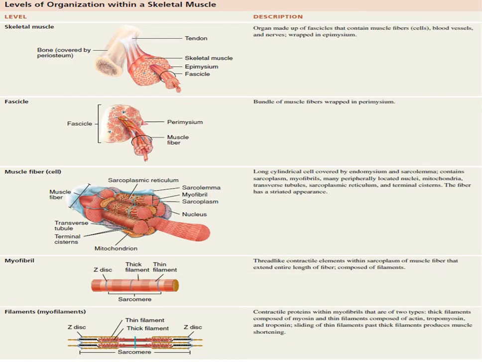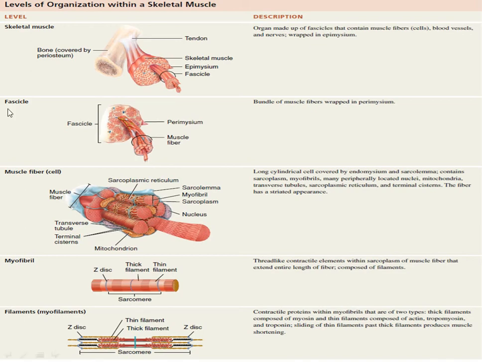Now see the levels of organization within a skeletal muscle. First is the skeletal muscle, then fascicles, muscle fibers, myofibrils, and the filaments. The skeletal muscle is the organ made up of fascicles that contain muscle fibers, blood vessels, and nerves, wrapped in the epimysium. The outer covering of skeletal muscle is called the epimysium.